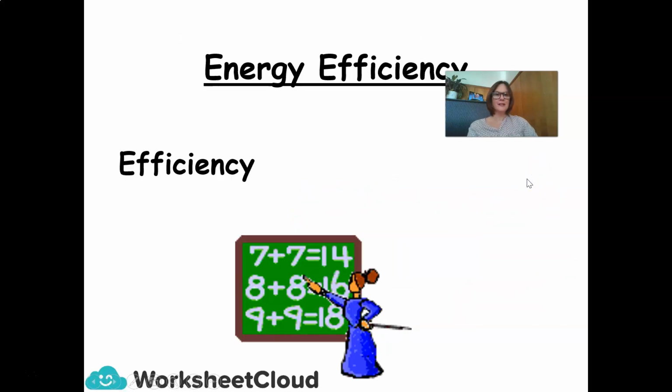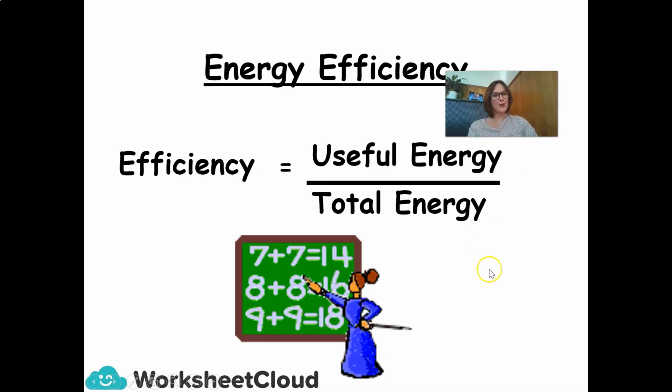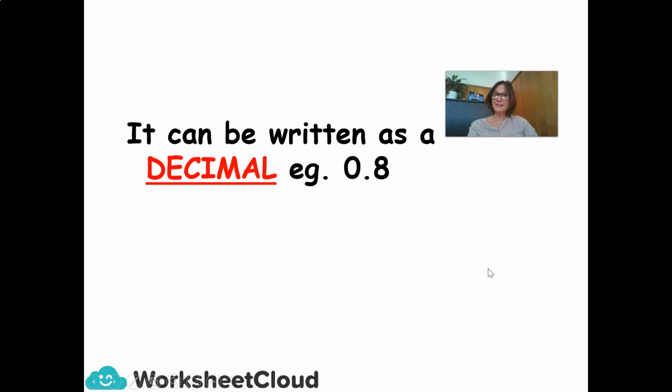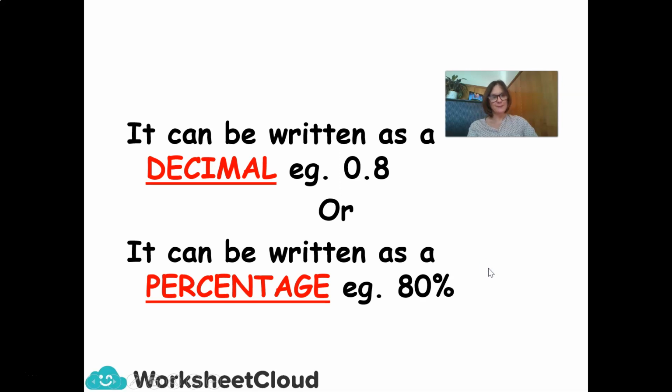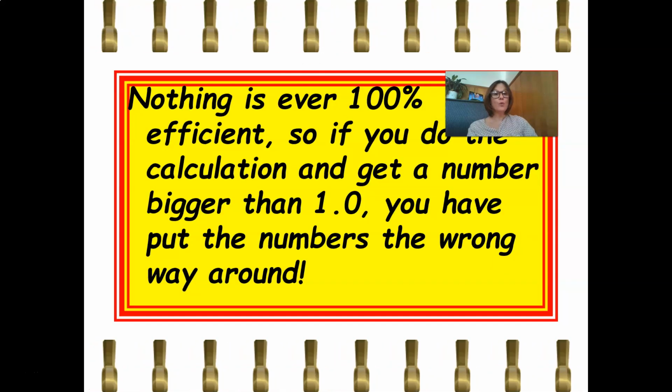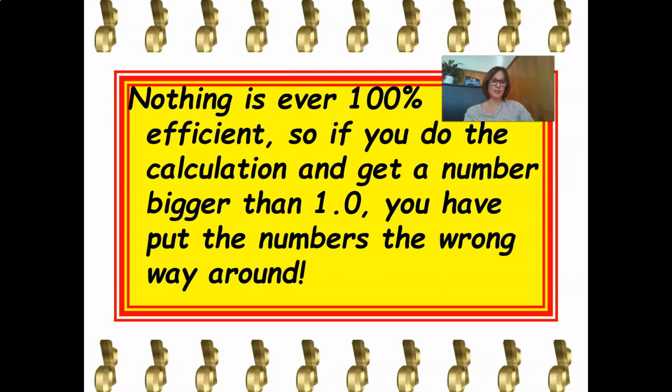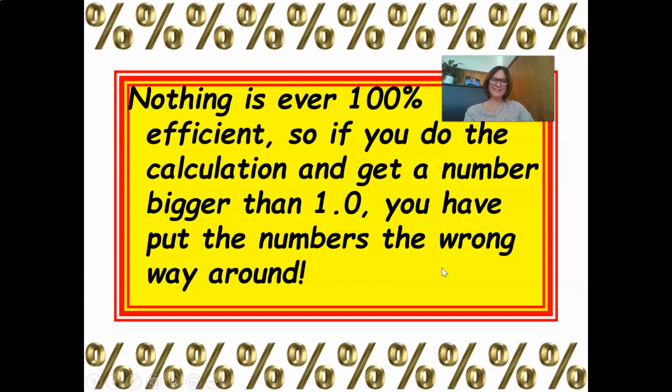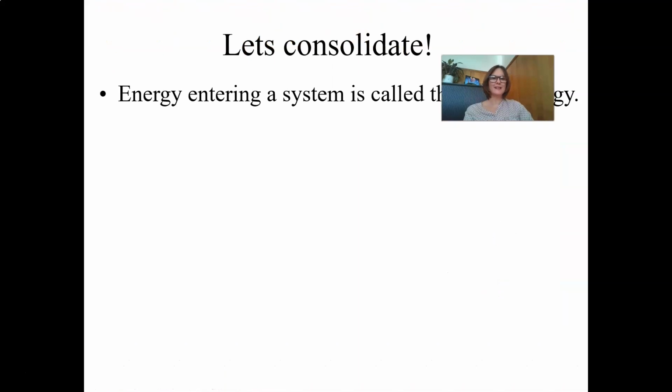So energy efficiency, let's not forget, is equal to useful energy divided by total energy. It can be written as a decimal, example 0.8, or it can also be written as a percentage, example 80%. I want you to remember that nothing is ever 100% efficient. So if you do the calculation and you get a number bigger than 1.0, you have put the numbers the wrong way around. Okay, let's consolidate.